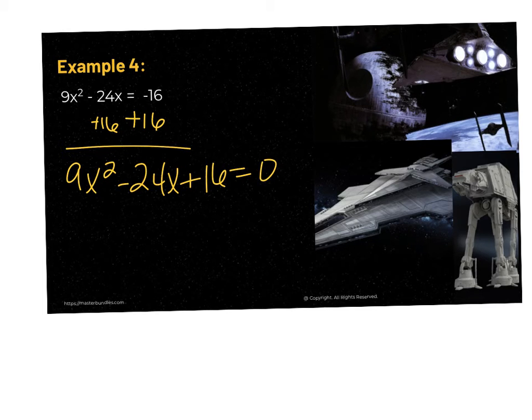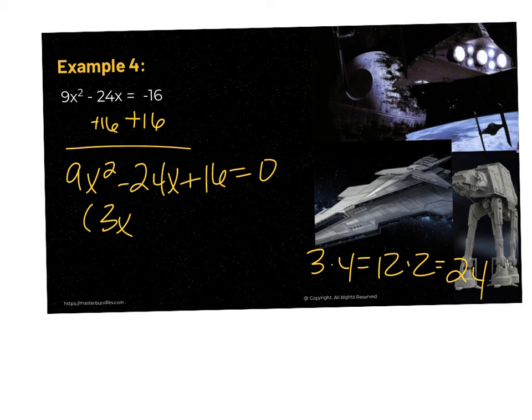Okay, now I'm happy. Now when I look at this and I see 9 and 16, those are both perfect square numbers. 3 times 3 is 9, 4 times 4 is 16. But if I do 3 times 4, I get 12, times 2, there's my 24. So I know that's a perfect square trinomial. So I could write this, you might see it right away as 3x minus 4 squared equals 0.